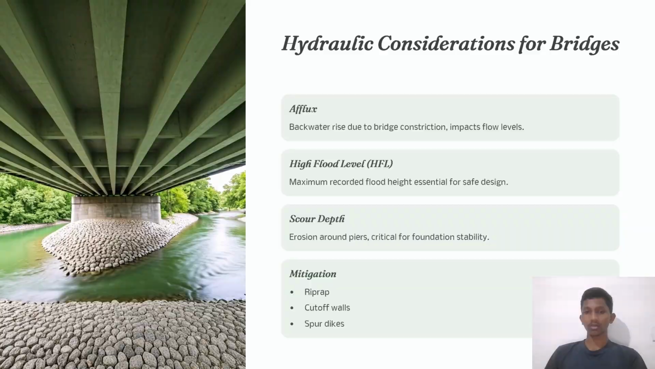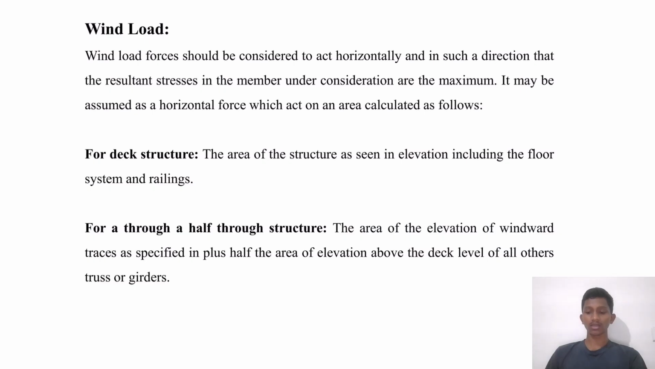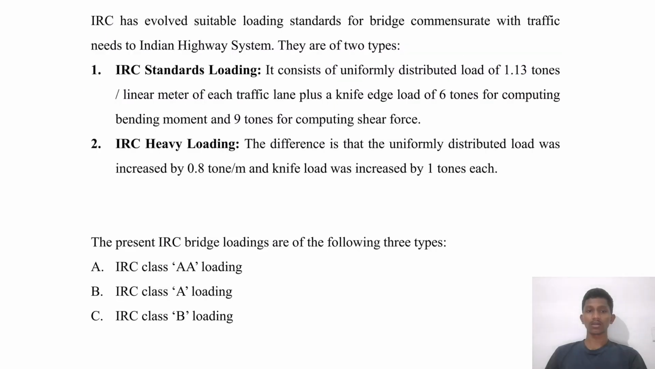And talking about the next part, which is loads on bridges. Loads on bridges involve dead loads, live loads, and environmental loads such as wind load, seismic activity, and temperature stresses, and in some areas snow effects as well. And next part is IRC consideration. Before IRC consideration, talking about the wind loads, bridges such as suspension bridges have higher fatality due to wind loads.